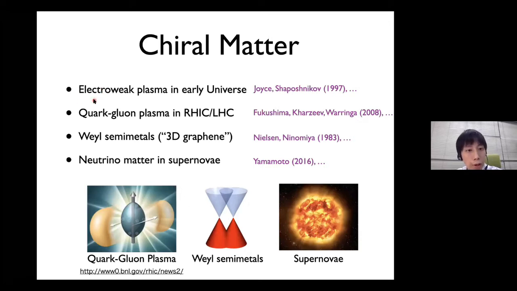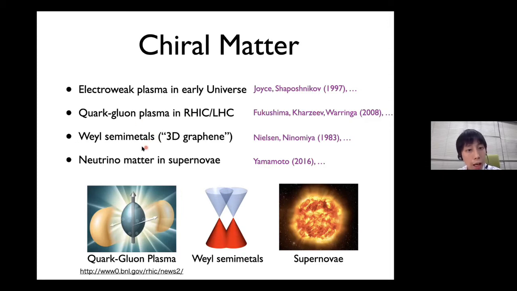Another example is the quark-gluon plasma created in heavy ion collisions, where topological fluctuations of gluons are expected to generate local axial charges of quarks. And then we may have a chiral magnetic effect.